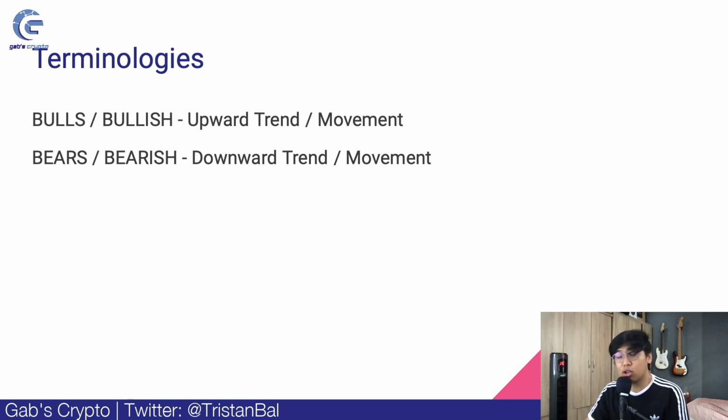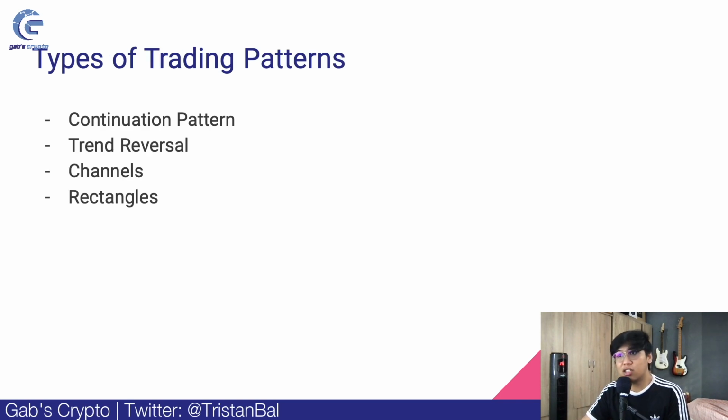Meron din tayong mga terminology such as yung bullish and bearish kasi meron tayong iba't ibang scenarios on determining if you are going to the upside or to the downside. So, bullish or bull meaning upward, bears or bearish meaning downward trend or pababa. So, ganun lang siya. Gagamitin natin siya on top of our patterns. And yeah, let's now understand the different types of patterns.